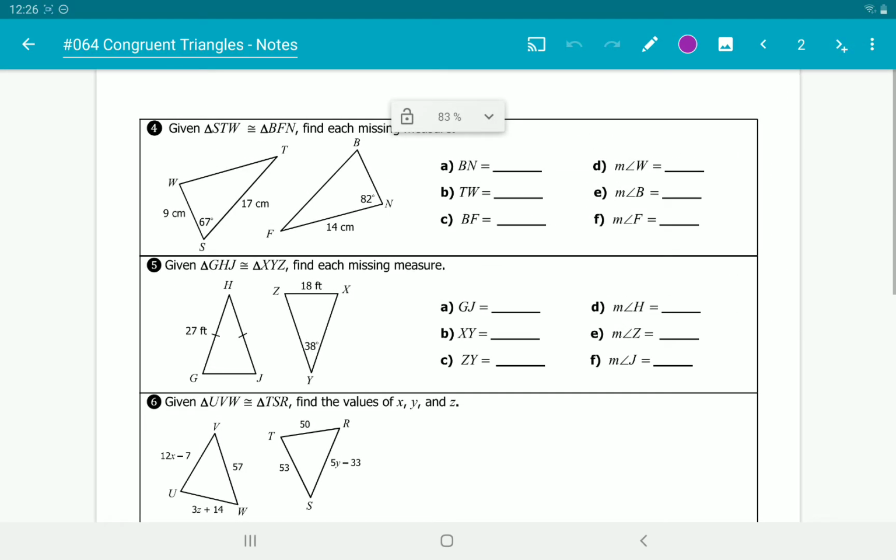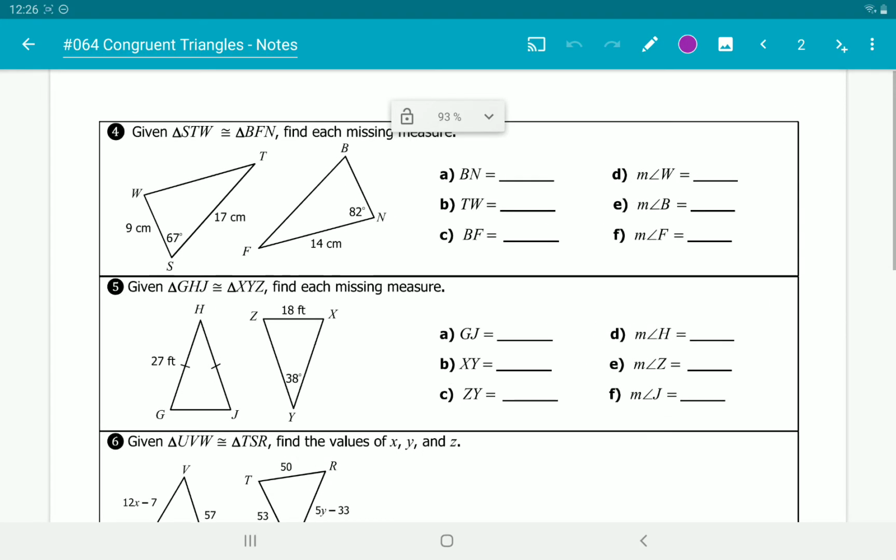Okay? So now, let's look at number 4. So we are given that triangle STW is congruent to BFN. Okay? So let's go ahead and mark to see what's the same. Angle S and angle B are the same. Okay, so we can mark those. Angle T and angle F are the same because they're in the same position. T and F. Okay, and then angle W and N.